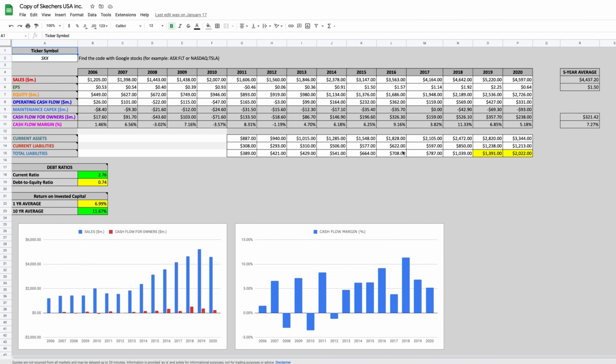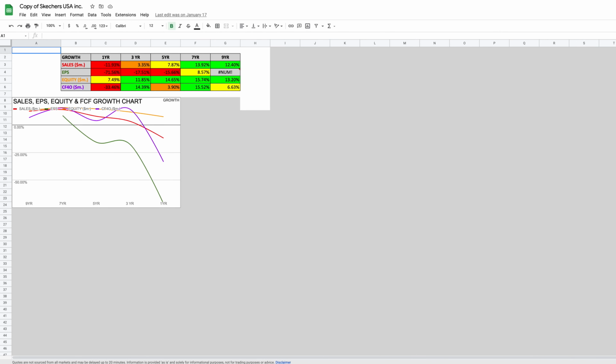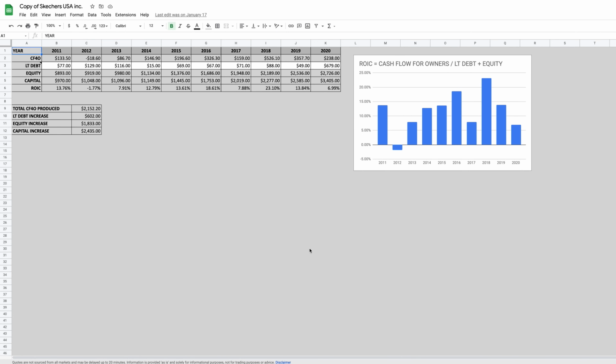It's the place I put all of the raw data, and then I can take a look at growth rates over time. I can look at management's efficiency by assessing return on invested capital. I can look at the debt ratios.